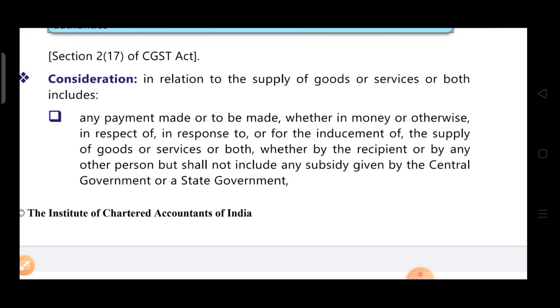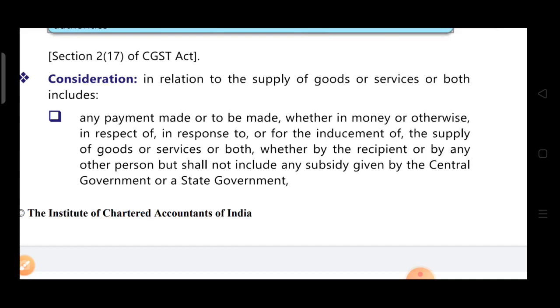Now suppose any transaction is taking place, and on behalf of such transaction, any payment is made by any person. Suppose a transaction is taking place between A and B, where A is the supplier and B is the recipient. If B pays any money to A, that is consideration. But suppose Mr. C pays on behalf of B, then that is also included in the definition of consideration.